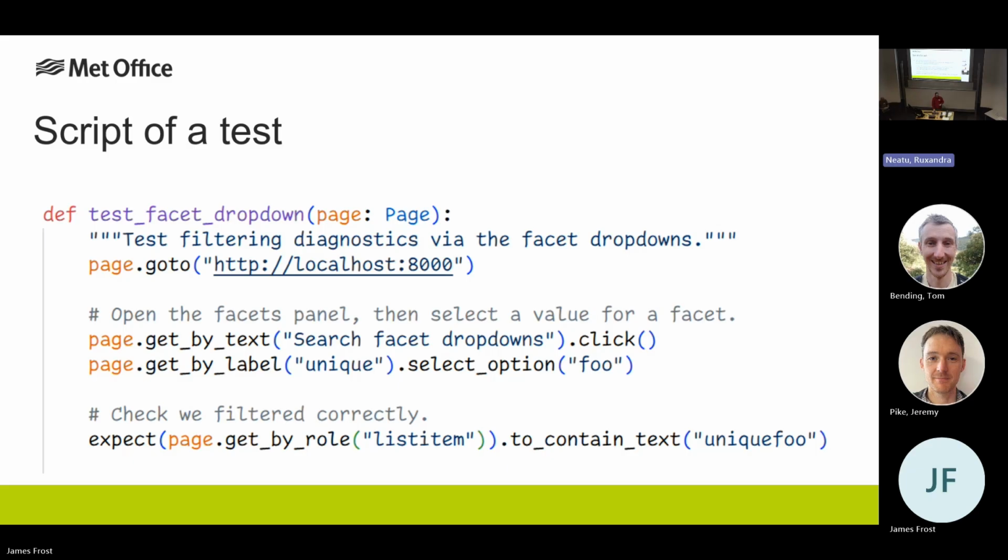Then you can perform various actions on these elements. So you can click them, you can select options in a drop-down, you can type text into forms. Basically anything that you could do in a browser, you can automate with this.